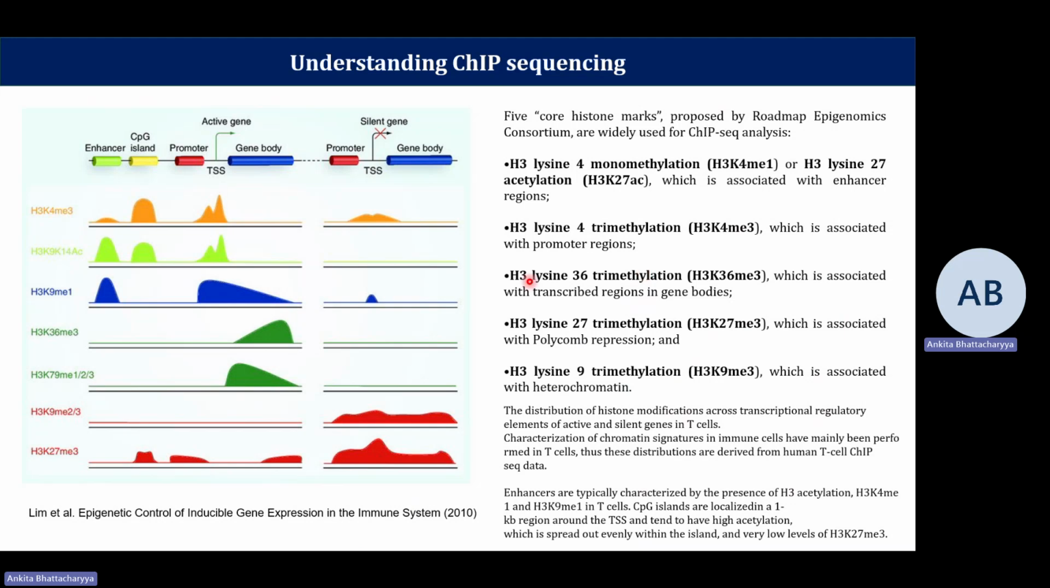So the distribution of histone modifications across transcriptional regulatory elements can be seen here. This is an example in T cells. This is what you'll be able to see. So if you observe here, you'll see there's a contrast between the spread of these different modifications in each case. In the context of an active gene, you will see H3K4me3, which is associated with promoter regions, present near the promoter regions and the enhancer, etc., in an active gene, whereas it is absent in a silent gene.